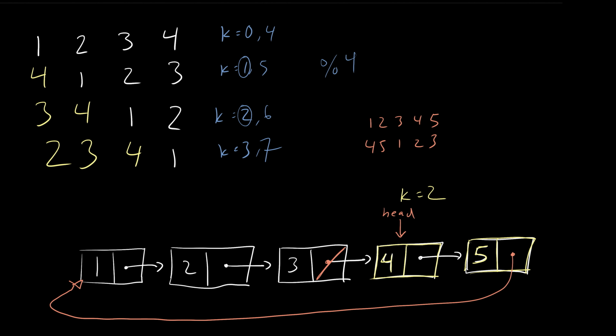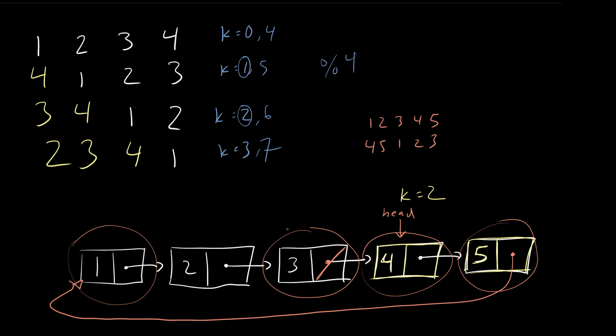And how many pointers do we need for that? Well, we need to be able to access this guy, and this guy, and then the front, and also the one beforehand. Cool. So that makes sense. So how do we do that?